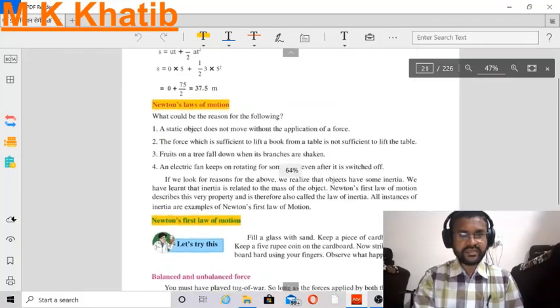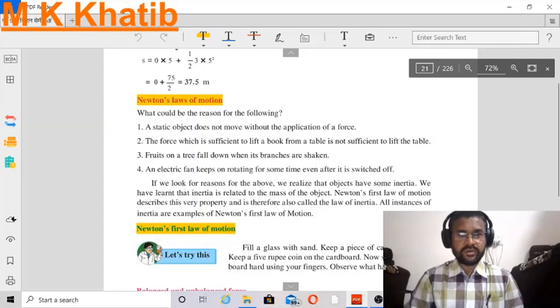The second example is that the force which is sufficient to lift a book from the table is not sufficient to lift the table. The third example: the fruit on the tree falls down when its branches are shaken. And the fourth example is that an electric fan keeps on rotating for some time even after it is switched off.